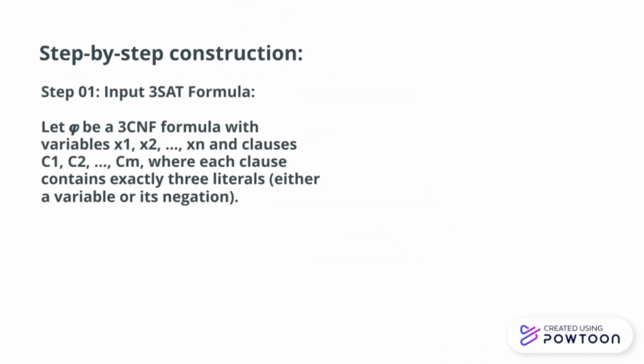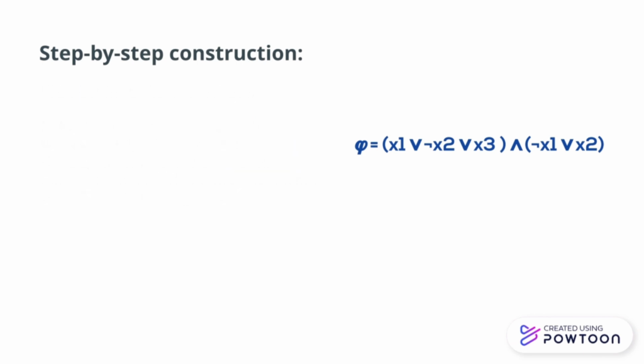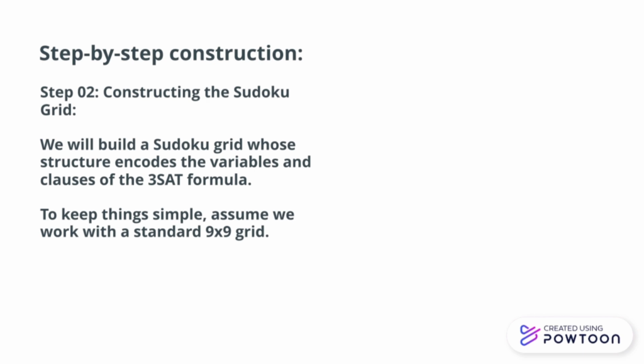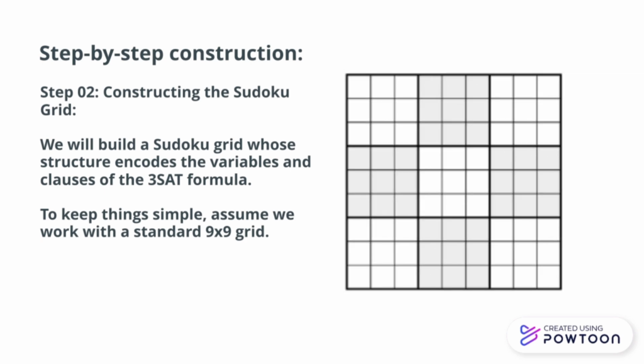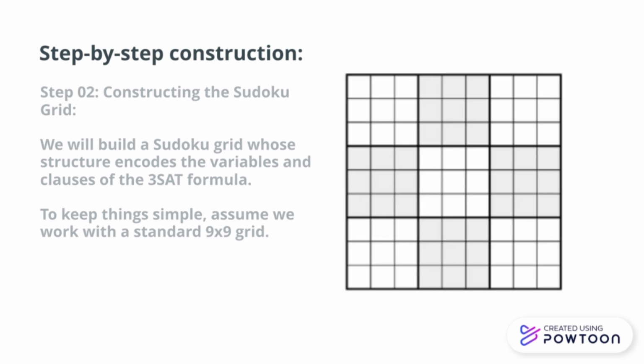Step 1. Input 3-SAT formula. Let phi be a 3CNF formula with variables x1, x2, and so on until xn, and clauses c1, c2, and so on until cm, where each clause contains exactly 3 literals, either a variable or its negation. Step 2. Constructing the Sudoku grid. We will build a Sudoku grid whose structure encodes the variables and clauses of the 3-SAT formula. To keep things simple, assume we work with a standard 9x9 grid. However, for larger or more complex 3-SAT instances, we can generalize the grid size, for example n squared times n squared for larger formulas.